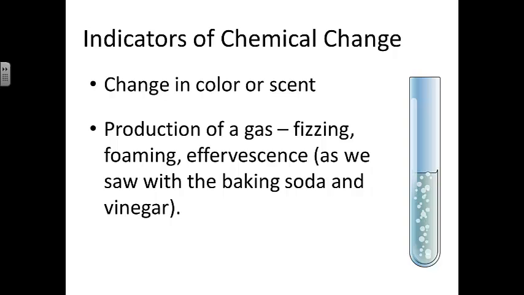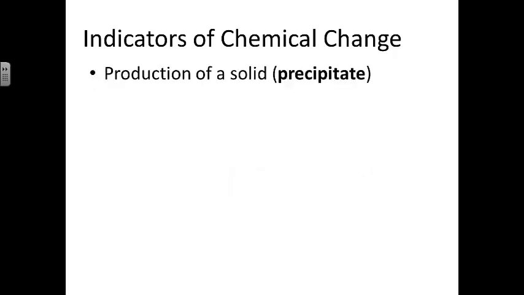Now that's not the same thing as heating a substance to get it to form a gas. We're not talking about taking an element or a compound and heating it up so it changes phase from liquid to gas. What we're talking about is having a reaction take place and a new gas being formed that we can then see the gas being produced. Another indicator of chemical changes is production of a solid. That solid is known as a precipitate.